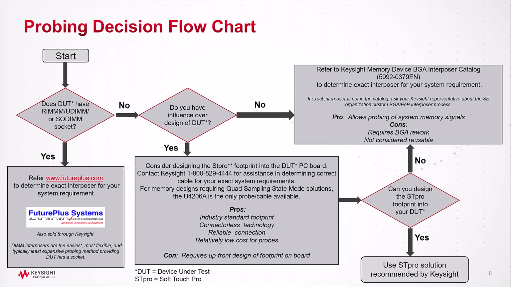Now, if you don't have influence over the design, or you choose not to design the Soft-Touch Pro into your board, then you have an option to refer to the Keysight Memory Device BGA Interposer catalog and determine whether there's already an interposer designed for your system requirement. If it's not in the catalog, you can ask your Keysight representative about the custom BGA package-on-package interposer process, and you can have a quote for a custom interposer design. The pros to this is it allows probing of system memory signals from any system. The cons are that it requires BGA rework, and the BGA interposers are not considered reusable.